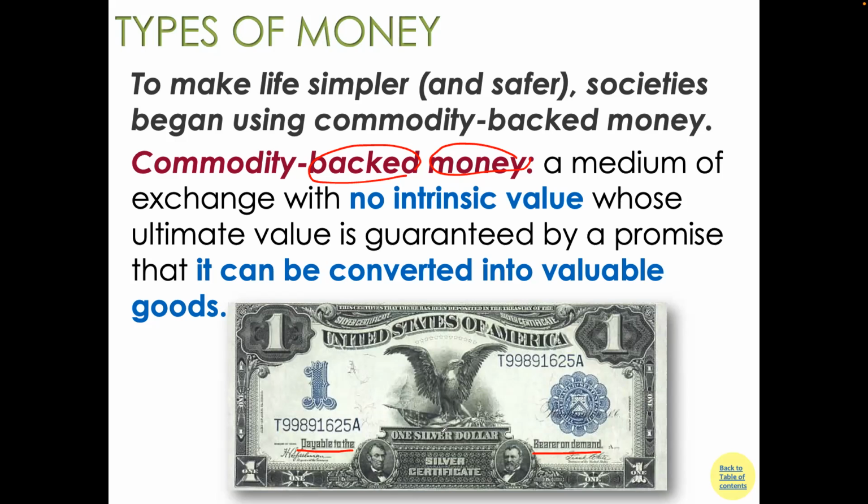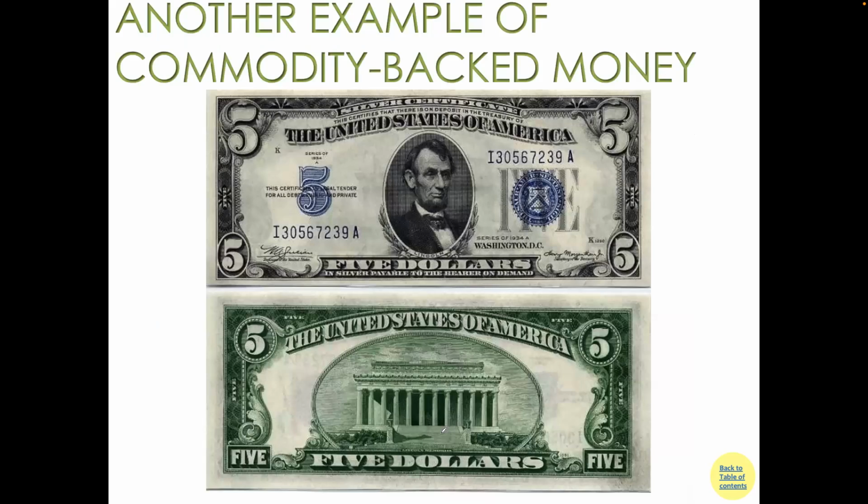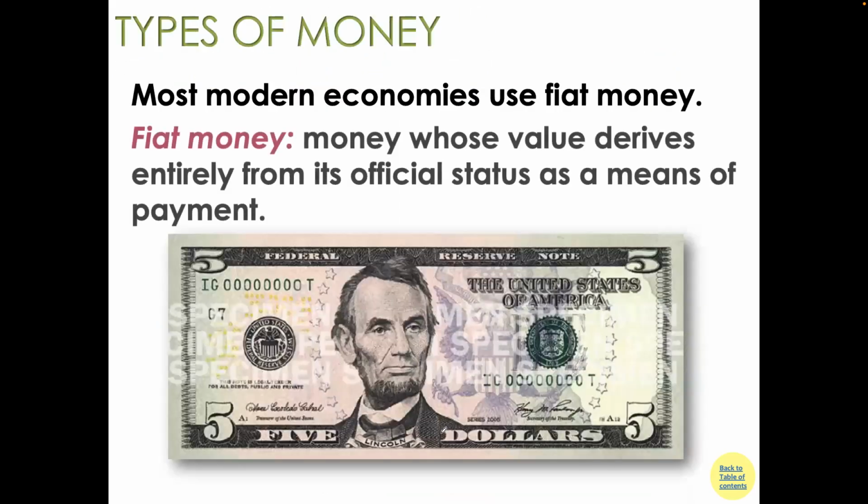Okay, so this is the benefit and the problem of commodity-backed money. Certainly, this is a huge advancement. This is significantly different from commodity money, right? But this naturally leads to the third type, which is fiat money.